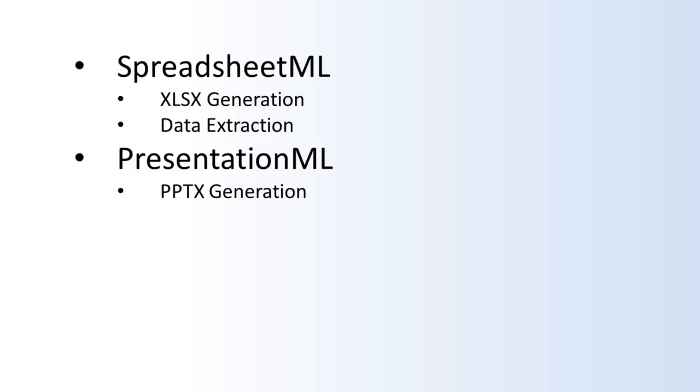In the last screencast, I presented the three main scenarios around WordprocessingML, and in this one, I presented the two main scenarios around SpreadsheetML and the one main scenario around PresentationML. In the next screencast in this series, I'm going to talk about programming techniques that you can use to implement these various types of scenarios.